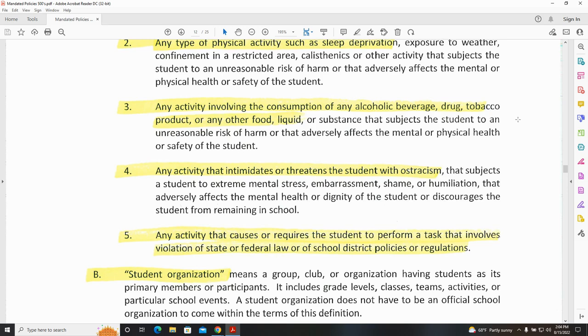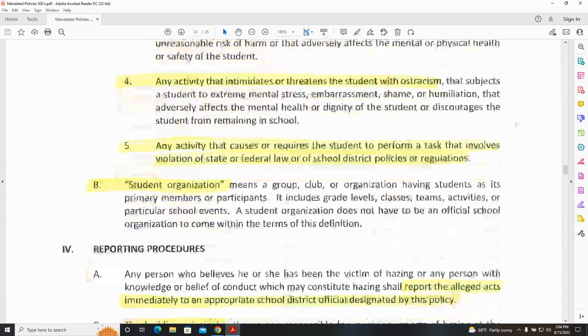Any activity that intimidates or threatens the student with ostracism, meaning they will be subjected to humiliation or shame or exclusion if they do not participate. And the last one here is any activity that causes or requires the student to perform a task that involves violation of state or federal law or of school district policies or regulations. And again, a student organization is any group connected with the school.